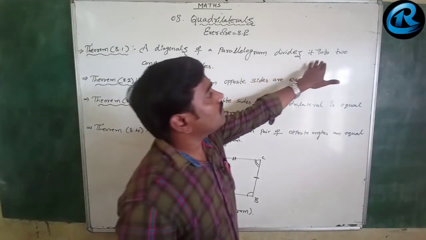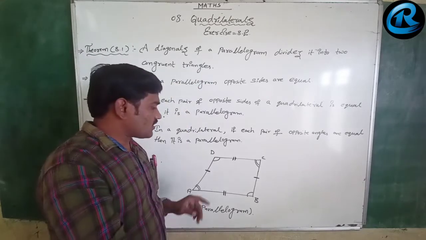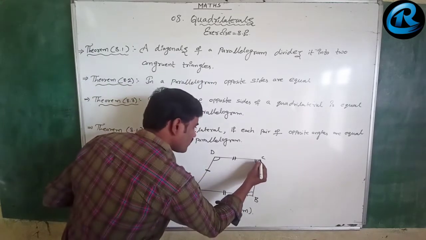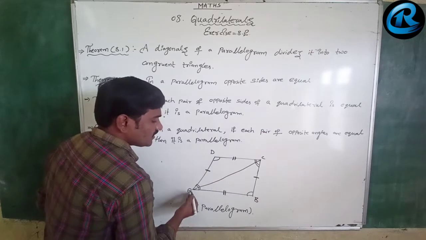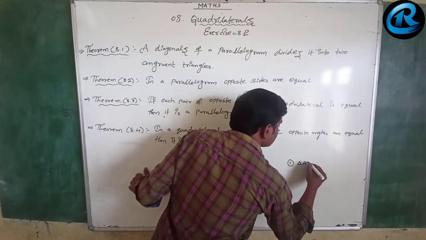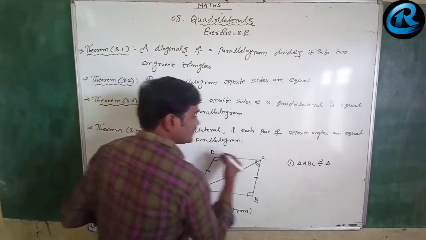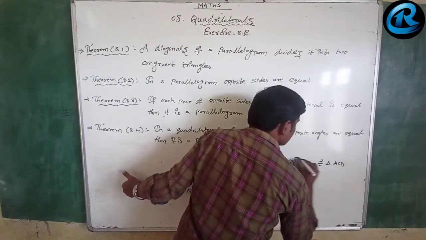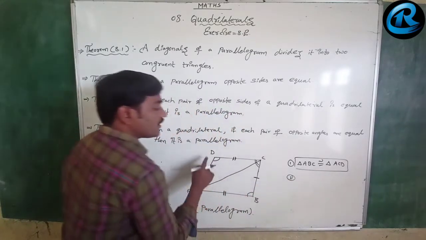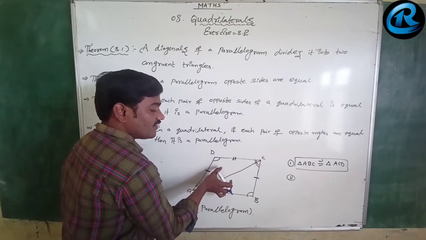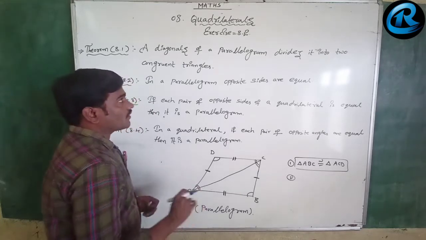The diagonals of a parallelogram divide it into two congruent triangles. So the diagonal of a parallelogram will divide this parallelogram into two congruent triangles. That means triangle ABC is congruent to triangle ACD. They will be occupying the same area. Either you draw the diagonal AC, you will divide it into two congruent triangles like that. If you draw the diagonal BD, it also divides it into two congruent triangles.